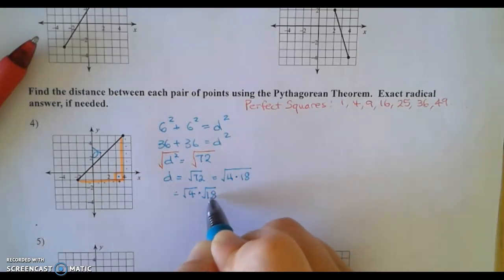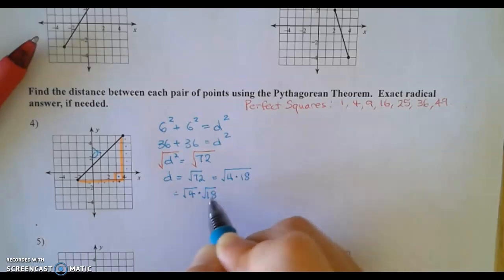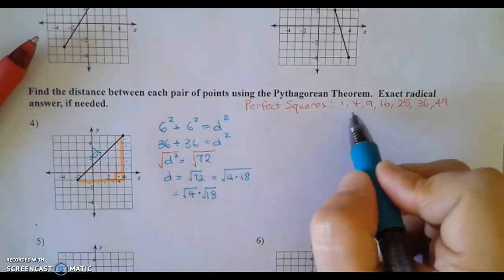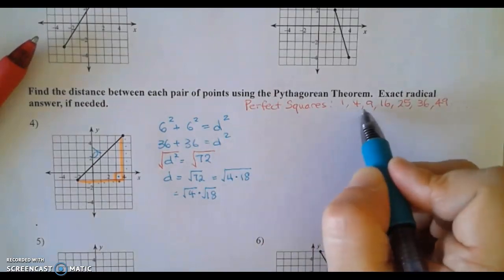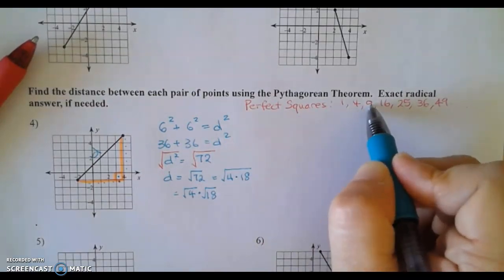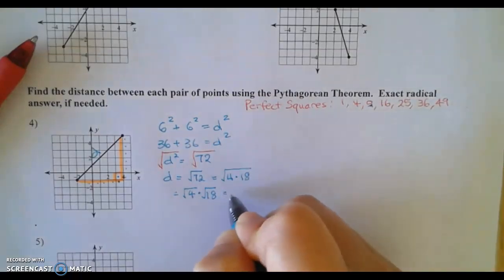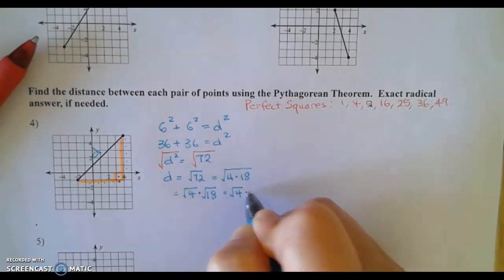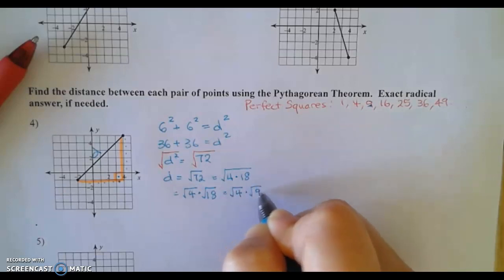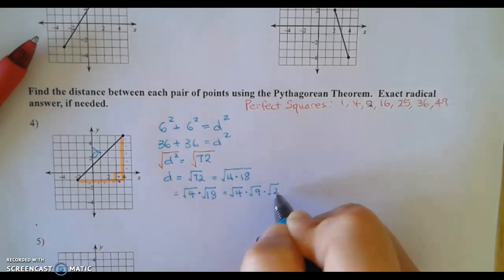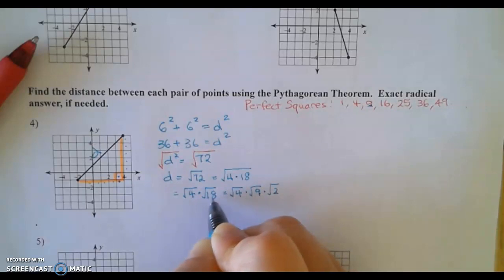Now, square root of 18. Can I simplify this even further? Is 18 a multiple of one of these numbers? Yes, it's 9. 9 times 2 is 18. So I can rewrite this as square root of 4 times square root of 9 times square root of 2, because 2 times 9 is 18.